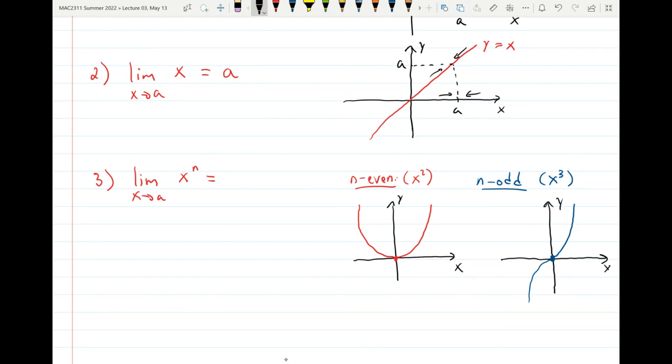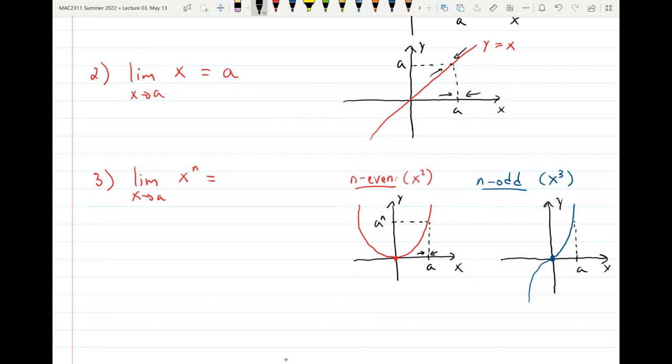In both of these cases, let's say we have a over here, a over here, then you can clearly see that because there is nothing strange happening with the function, when you approach a from either side, we get close to the value of the function, which in this case would be a to the n.